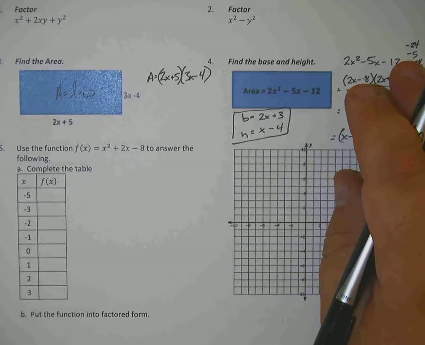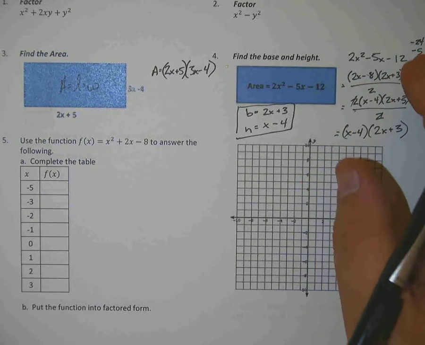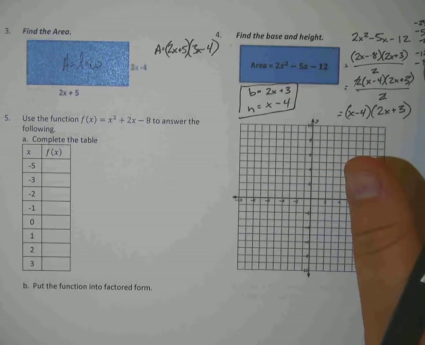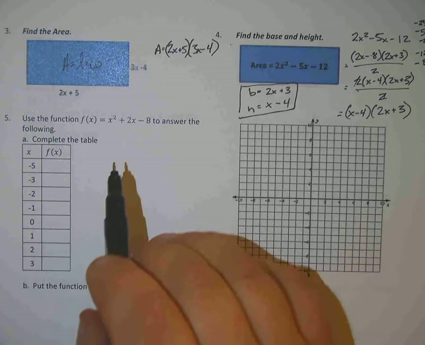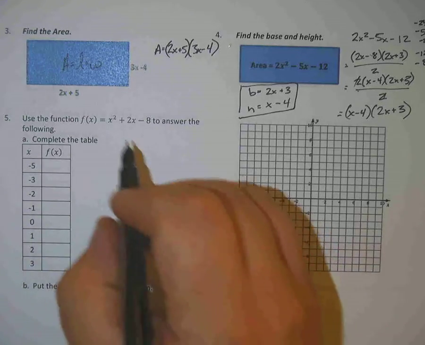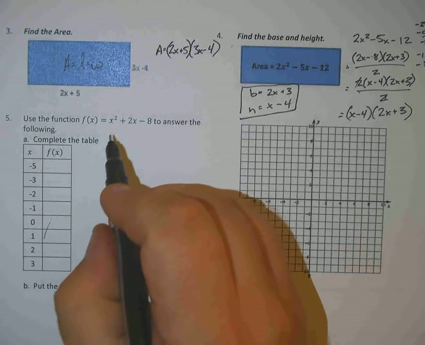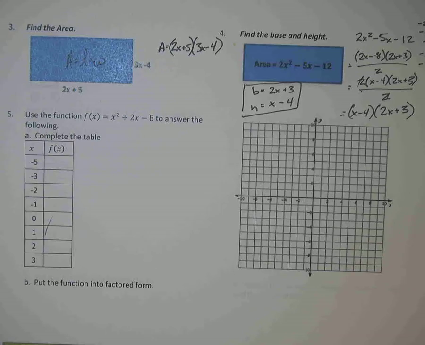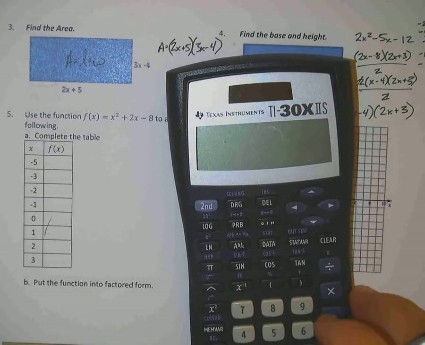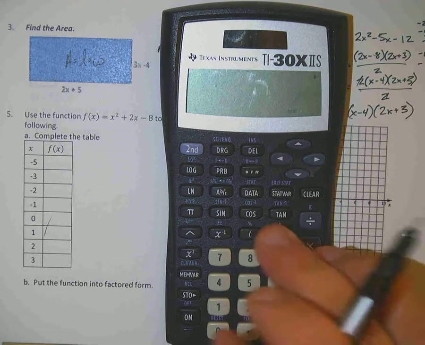Let's go ahead and look at number 5 really quick. It is a graphing problem. We're going to be seeing more problems like this later on in this term, but I just want to get a quick look at it and see what it might look like. So all I really want you to do is take these x values and plug them in and figure out what the y values are. We do have calculators that are pretty good for that. They're these TI-30X2S's, and I'll show you why.